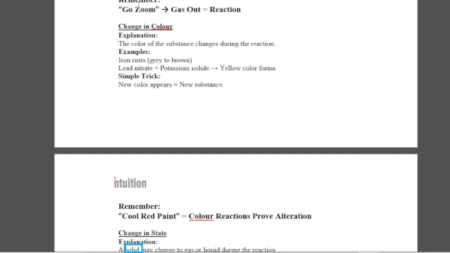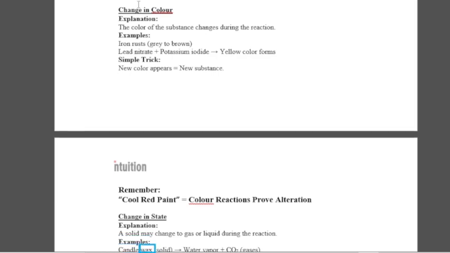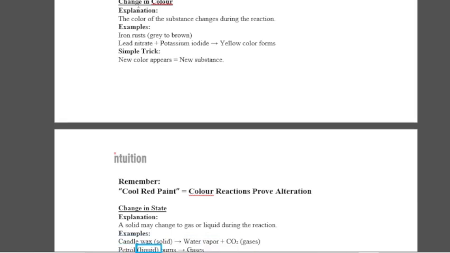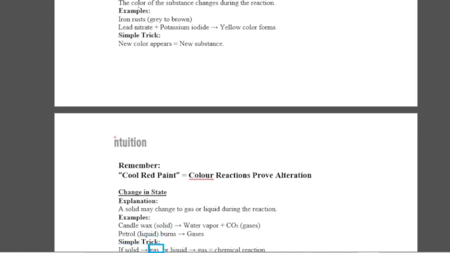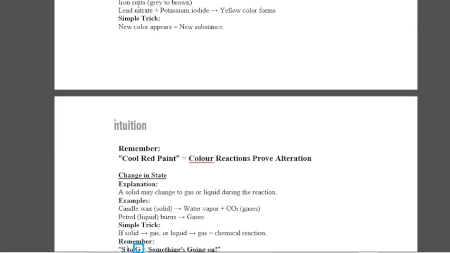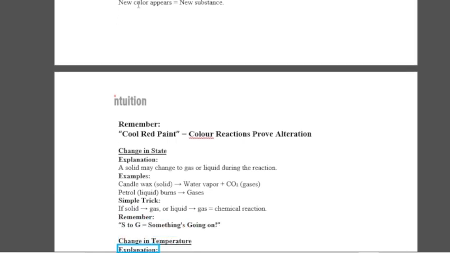Change in state. Explanation: a solid may change to gas or liquid during the reaction. Examples: candle wax, solid, gives water vapor plus gases; petrol, liquid, burns to gases. Simple trick: if solid to gas or liquid to gas, it is a chemical reaction. Remember, S to G means something's going on.